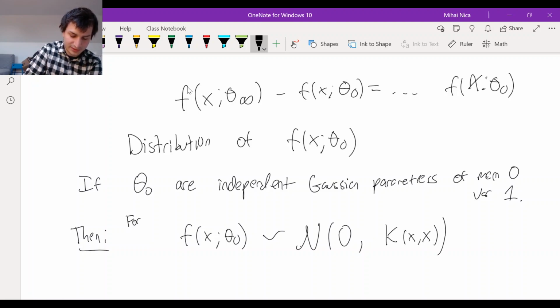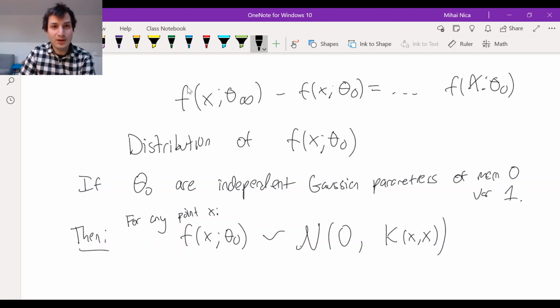And you might also wonder, what about the covariance? f of x theta 0 is Gaussian, and f of x prime theta 0 will also be Gaussian. What is their covariance? That also depends on k. So let me write it this way.